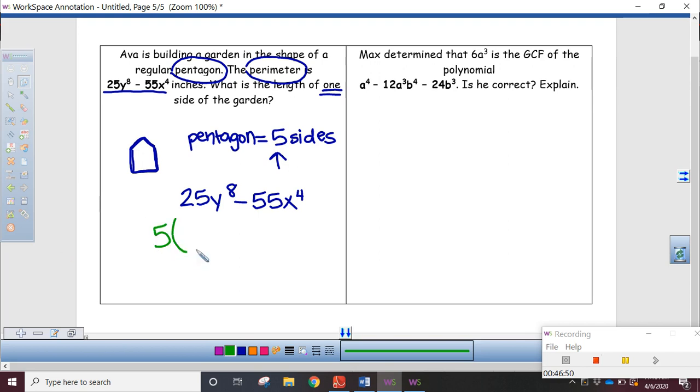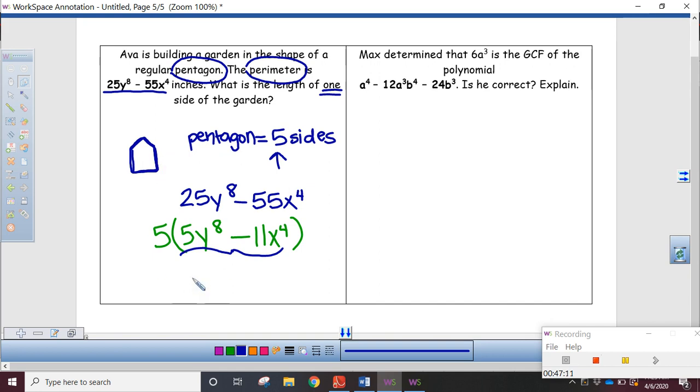When I factor it out, I'm going to see what I'm left with. If I factor out a 5 from 25, I'm left with 5, because 5 times 5 is 25, y to the 8th, minus, and if I factor out a 5 from the 55, I'm left with 11, and then x to the 4th. This part inside the parentheses is the length of one of the sides, because remember, each side is equivalent. They're all equal. If I multiplied it by 5, because the pentagon has 5 sides, that would give the total.